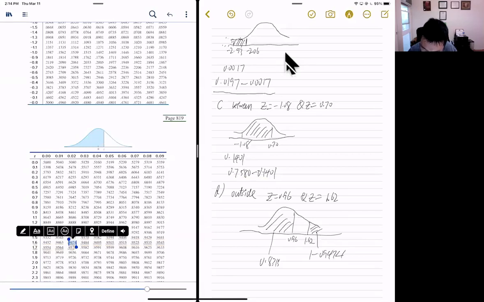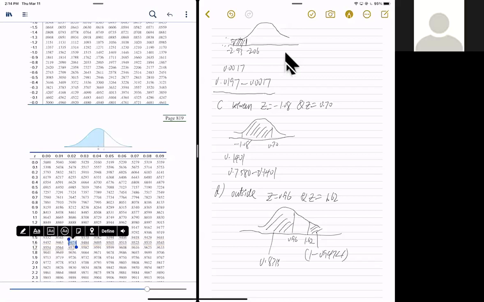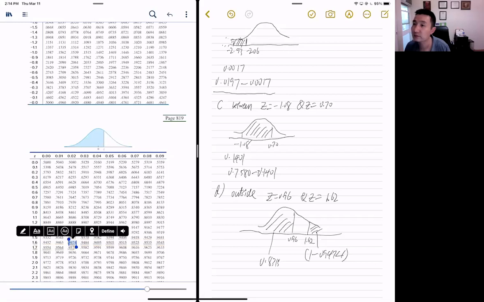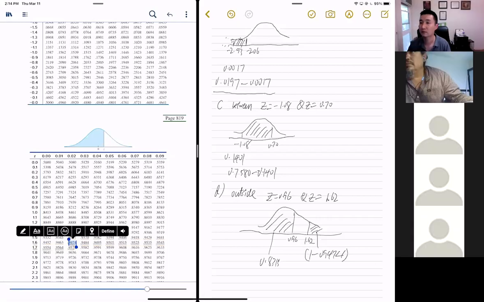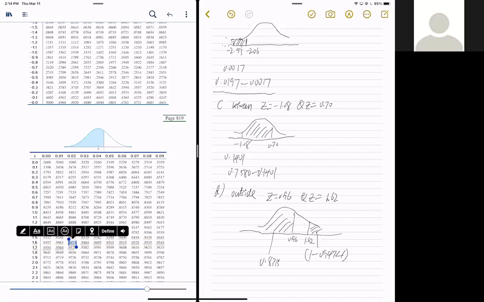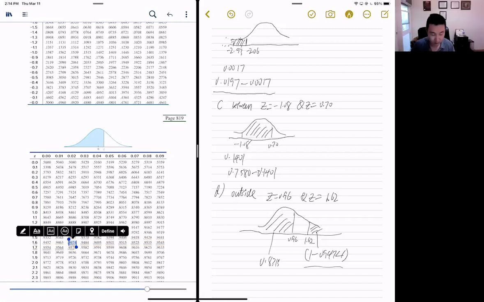Remember, you should use 1 minus. All right, so that part is 1 minus 0.9474. Okay, so the areas outside this should be this part plus that part. Okay, so you get the idea.